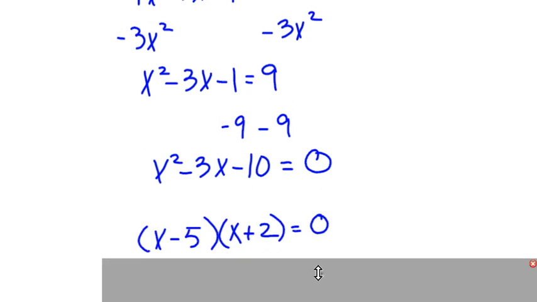And those would be our factors. If you wanted to do the quadratic formula, that's fine too. A would be a value of 1, B would be a value of negative 3, and C is a value of negative 10. You could substitute them into the formula and solve that way.